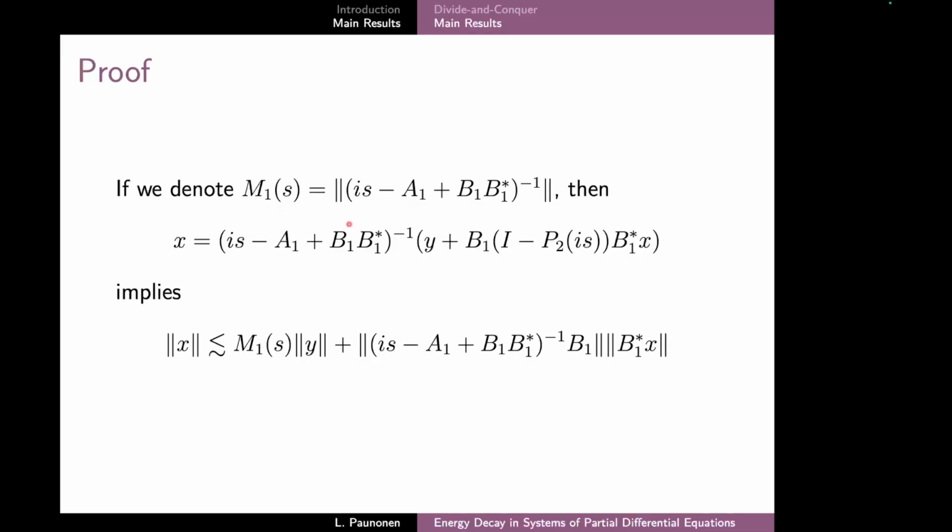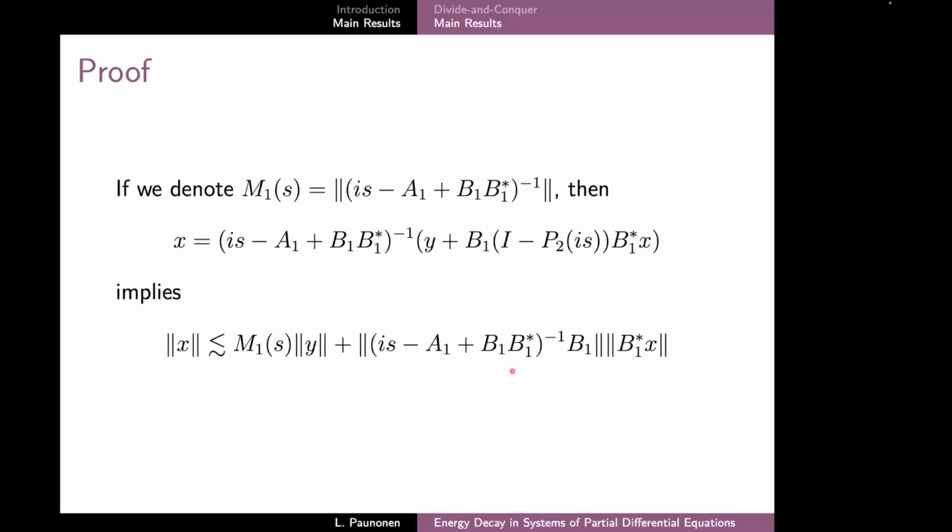And if we denote for brevity the resolvent of system 1 under negative feedback by m1, then this formula and the fact that the norm of P2 is uniformly bounded on the imaginary axis gives us our first estimate for the norm of x. So the first term looks very good because we just have m1 and the norm of y.